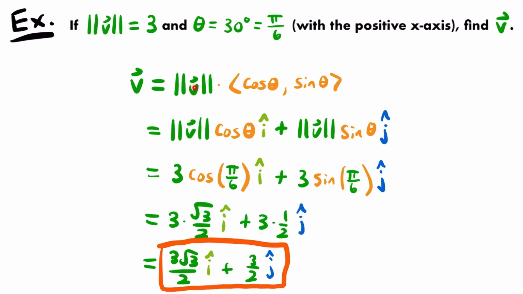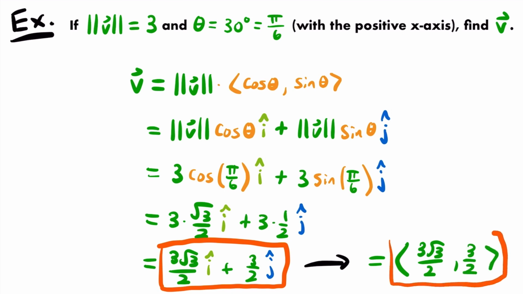This is vector v, that's what we wanted to find, but that's not the only way that we could represent it. We could also use our other vector notation and have that it's equal to 3 square roots of 3 divided by 2, comma, 3/2. All right, so either of those answers would be acceptable. Both of them are correct. They represent the same vector, just in different ways.